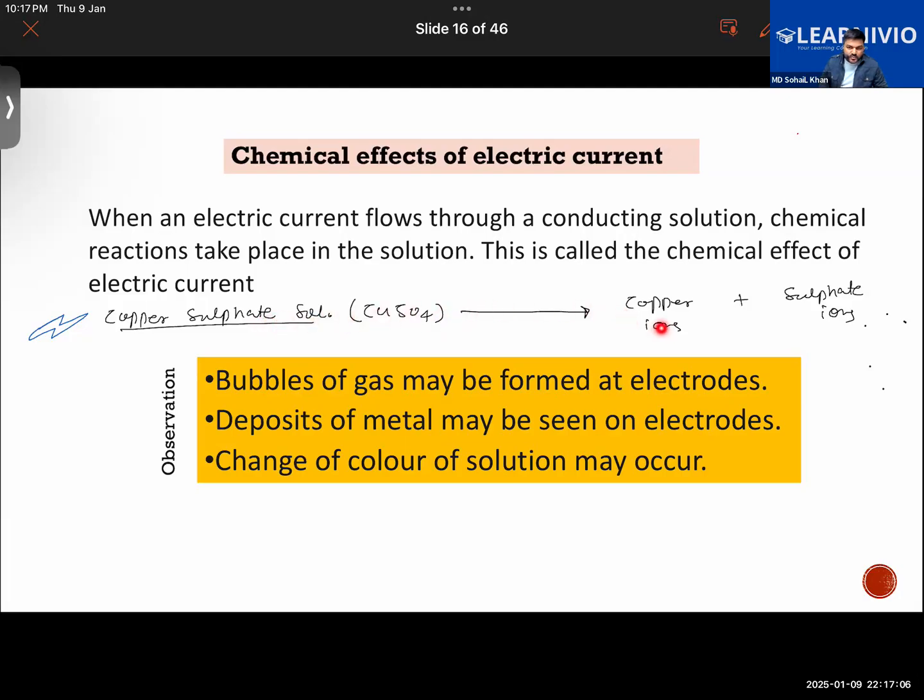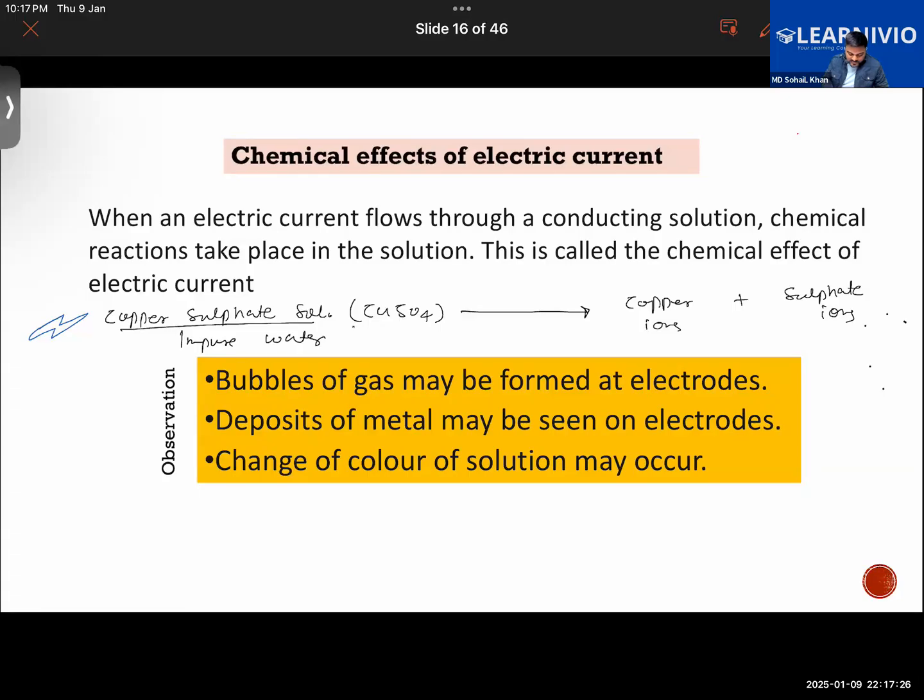Aren't we getting new products forming here, right? So that is the very basis of the chemical effect of electric current. So if this question is asked, you will be writing down this definition and you can quote an example. Suppose you forget this example, you can write the impure water.